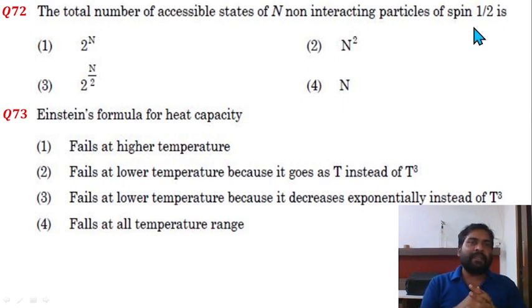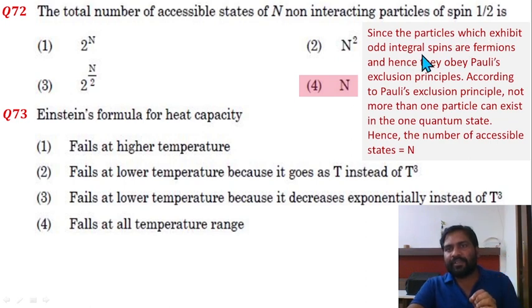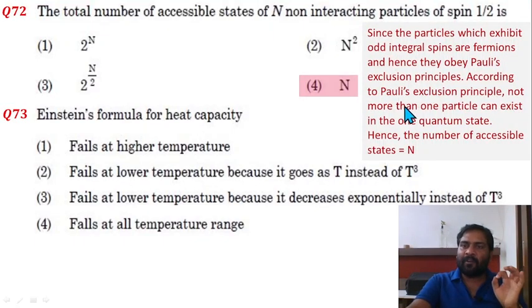Question 72. The total number of accessible states of n non-interacting particles of spin half is... Whenever the spin is half, it follows Fermi-Dirac statistics and also the Pauli exclusion principle. Since particles with odd half-integral spin are fermions, they obey Pauli's exclusion principle. According to Pauli's exclusion principle, not more than one particle can exist in one quantum state. Hence the number of accessible states is equal to n. Option 4 is correct.